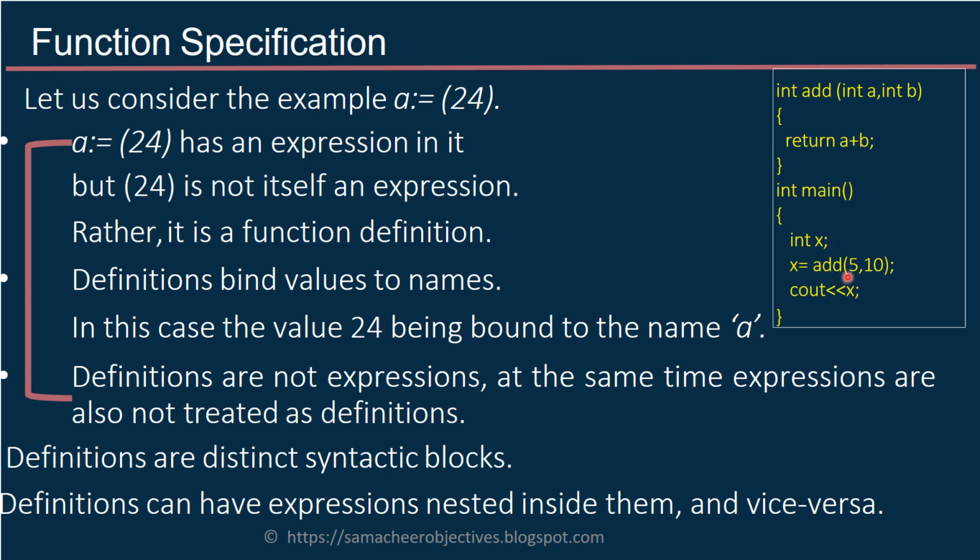So add of 5 comma 10. So 5 will go for a and this 10 will go for b, and return a plus b means 5 plus 10, 15 will be returned. cout x means 15 will be the output.